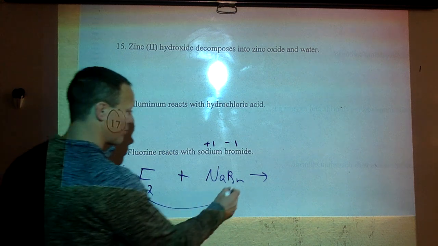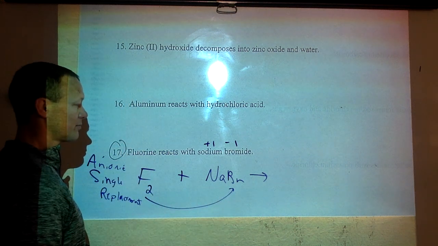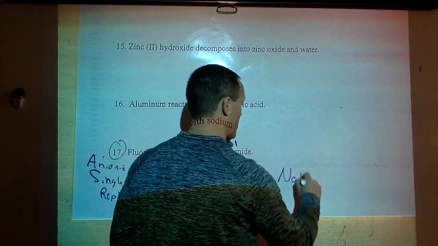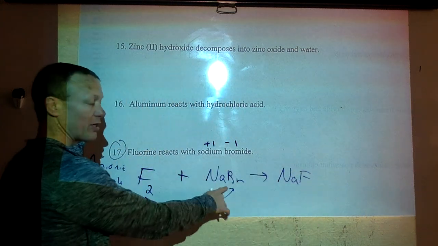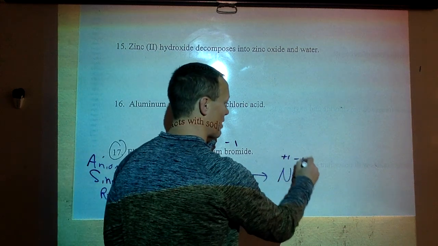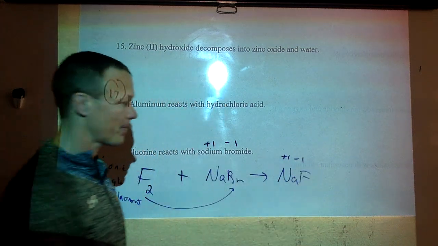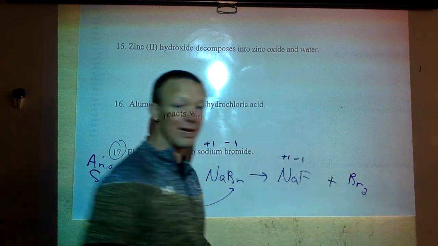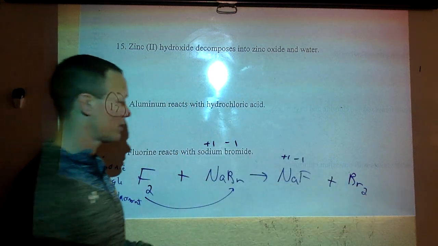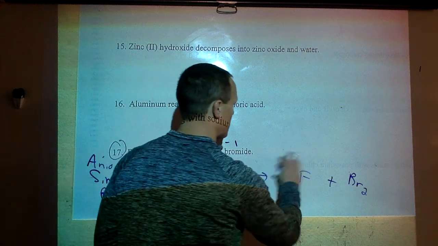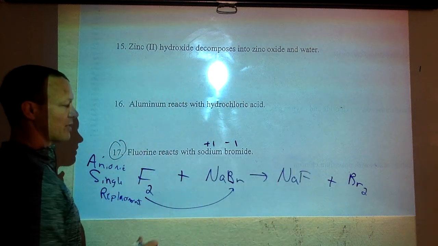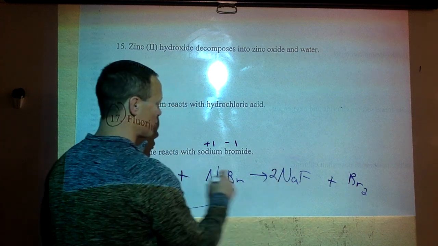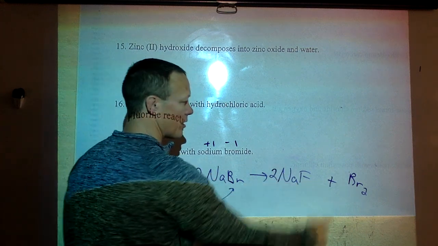So fluorine trying to replace bromine, and it can. So we end up with sodium fluoride, fluorine in the place of bromine, +1, -1 charge, so we're good there. Plus bromine left over, and bromine is diatomic. Balance it out. You got 2 fluorines, only 1 fluorine, so double that. That gives me 2 Na, 2 Br. I think we're good there.